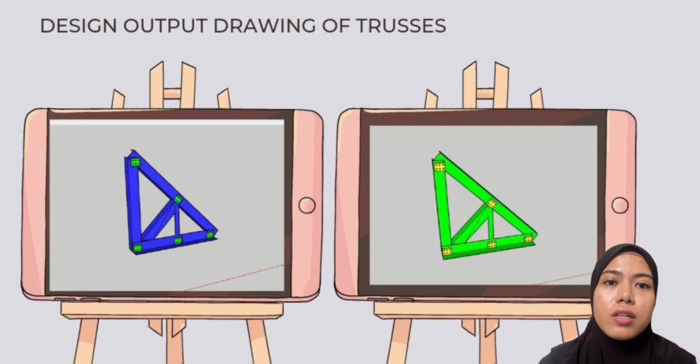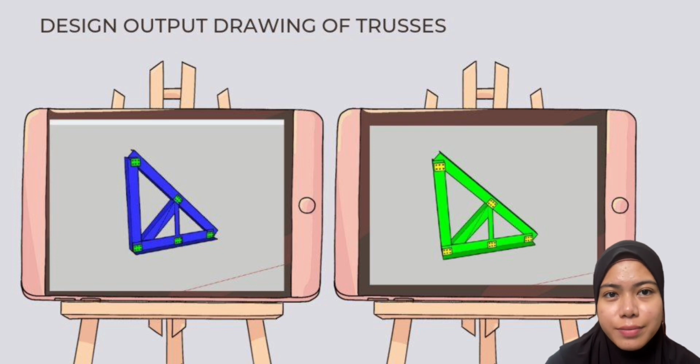And finally, this is the design output drawing of these trusses. That's all from me. Now Athirah will continue this presentation.